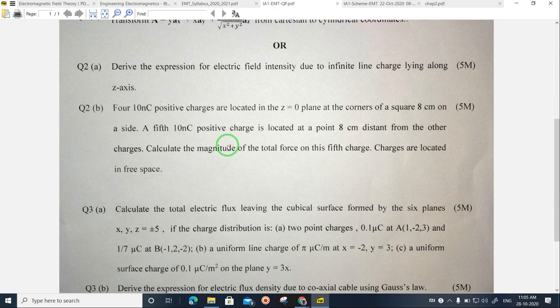For this, I know people have copied. But if you copy this, I have the solution of it, but this is wrong. If you write like this, this is the hint they have given. See, question number 4, 2b: 10 nanocoulomb positive charges are located in z equal to 0 at corners of a square of 8 centimeter. So people have copied from this.